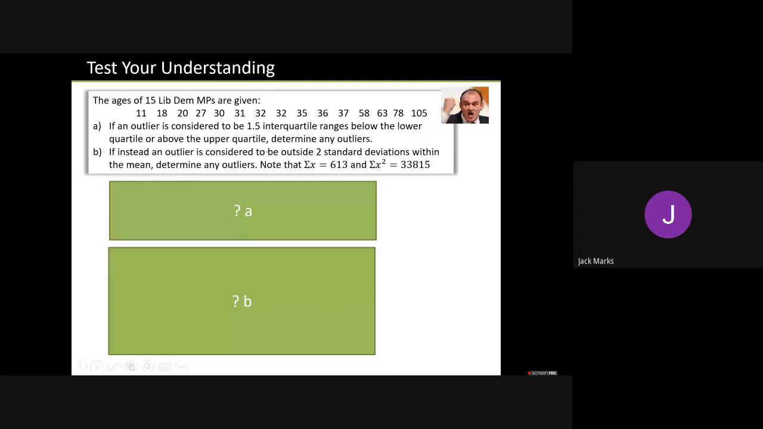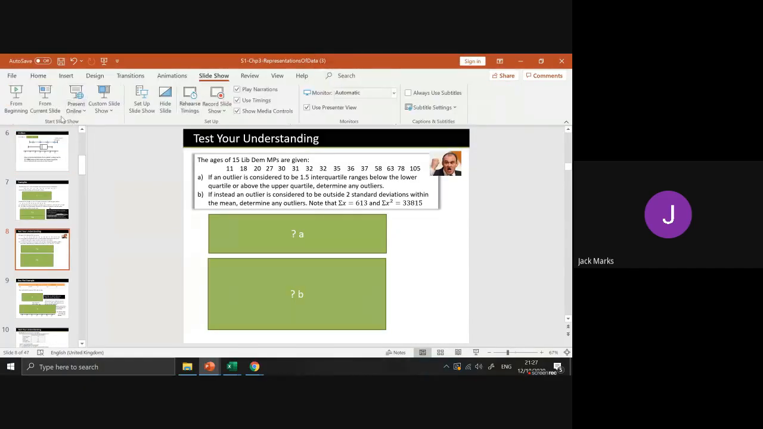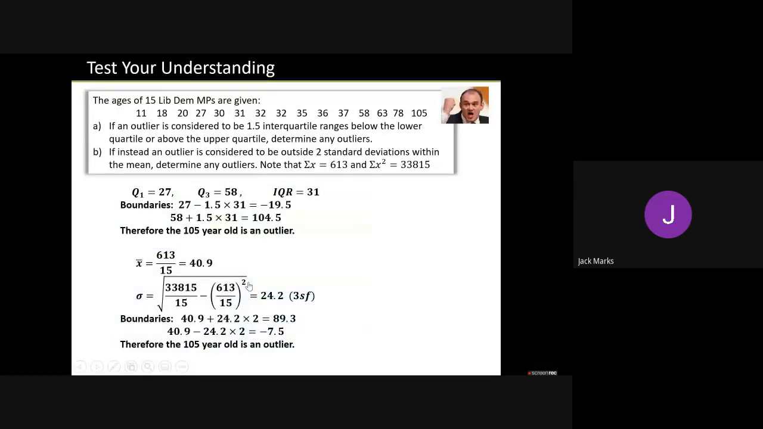A couple of two-part questions there. So just have a quick go at these to see that you've got the idea. So pause the video. Okay, and just check your answers with this one here. You should be able to get these values here. Okay, and the focus really is on outliers at the moment.